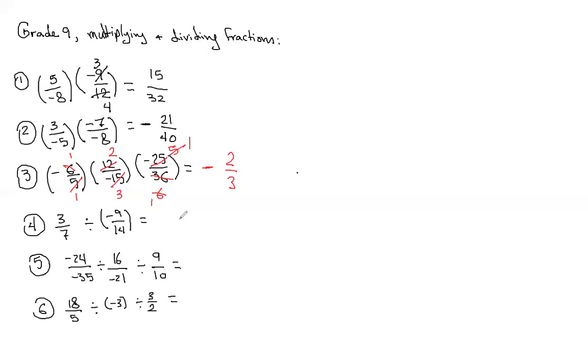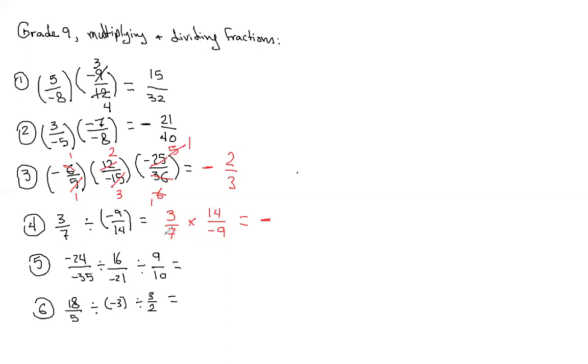In division, the first thing you need to do is to change the question to multiplication and flip the divisor, so that becomes 14 over -9. Again, how many negatives do I have in the question? It is 1. That's an odd number of negatives, so my final answer is going to be negative.